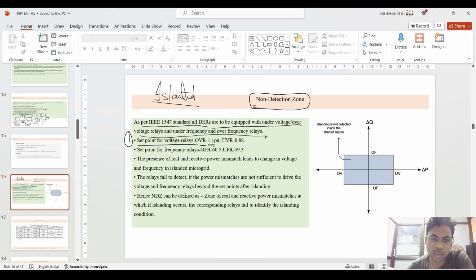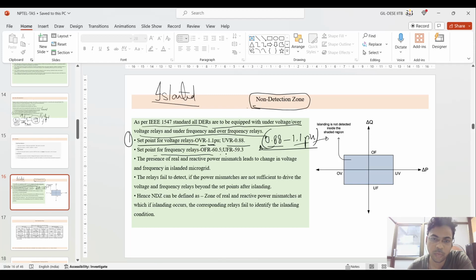The first statement is that the set point of the voltage relay is set from 0.88 pu to 1.1 pu. It means that the voltage will move from 0.88 per unit to 1.1 per unit, and in between that, the relay should not operate, and above that the relay should operate. So if the voltage exceeds 1.1 pu, the over voltage relay will operate. If the voltage is lower than 0.88 pu, the under voltage relay will operate.